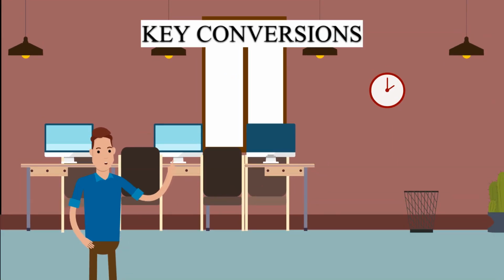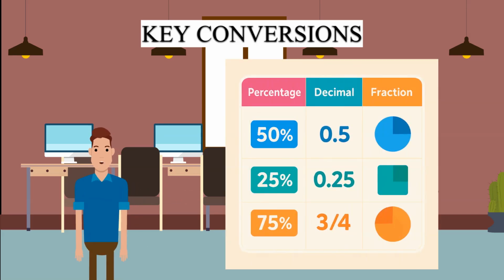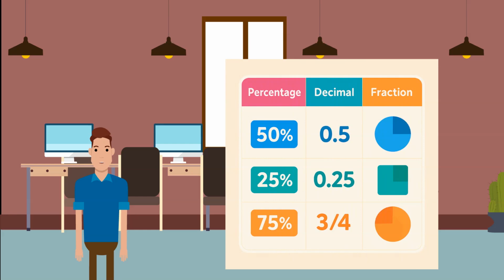Let's learn some important conversions that you should know without using a calculator. 50% equals 0.5, which is the same as 1/2. 25% equals 0.25, which is the same as 1/4. 75% equals 0.75, which is the same as 3/4. These values appear regularly in exam questions, so it's worth memorizing them.